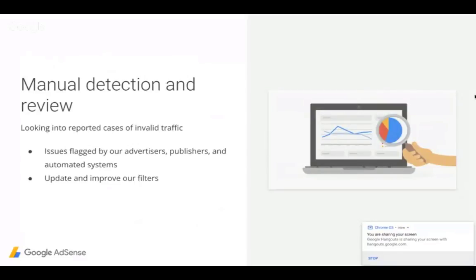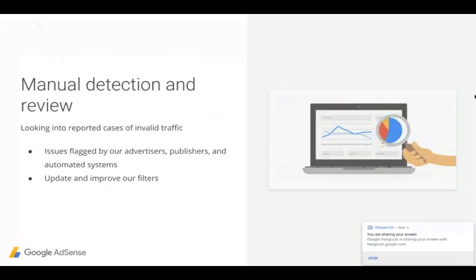Finally, manual detection and review. Apart from these automated systems, we have a dedicated team who are invested in doing manual detection for these kinds of abuses. They look at the data, and they try to find patterns and anomalies in the data which could be invalid and not at all valuable for the users, which are just intended to increase the publisher's revenue.